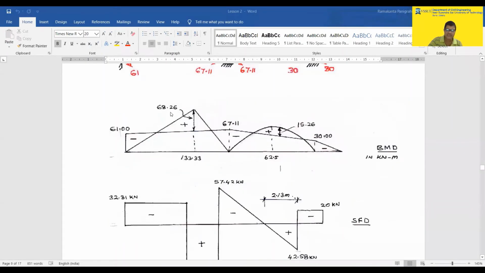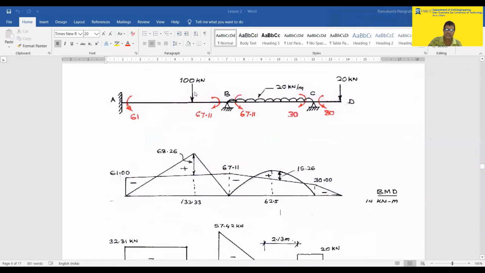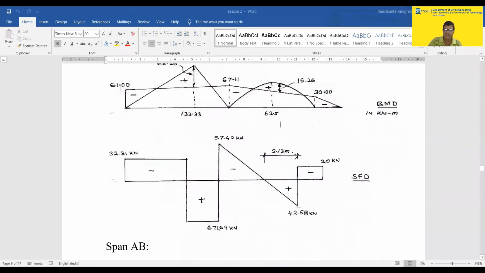Now you know the reactions everywhere. So draw the reactions from here. 32.31, it will go straight, then minus 100, then comes 67.79. Then again there is another 57.42, then come here like that. Now you see, the maximum will be where the bending moment is maximum and where shear force changes sign. For span AB, it is under the load. For span BC, you have to calculate the equation like in the earlier problem.